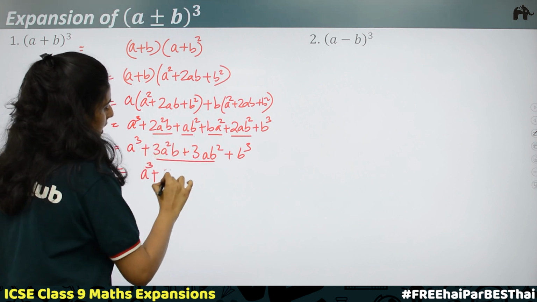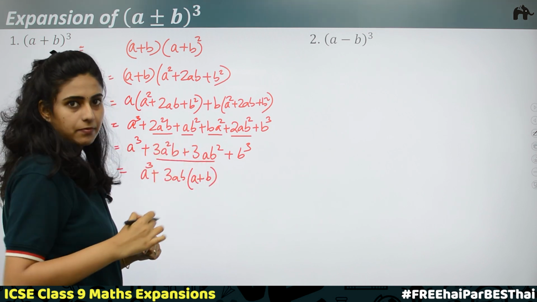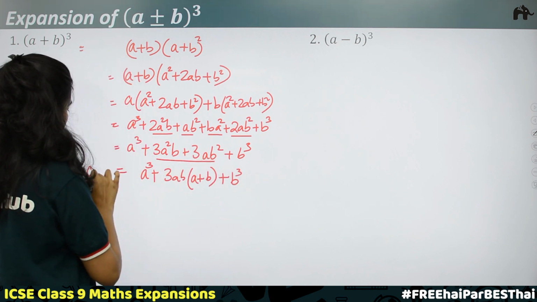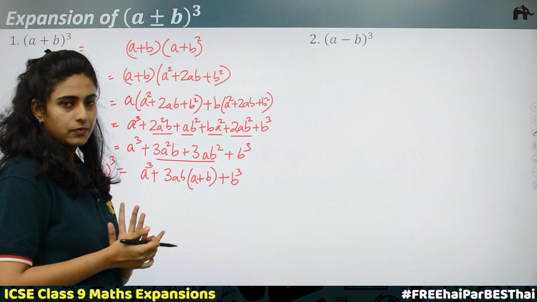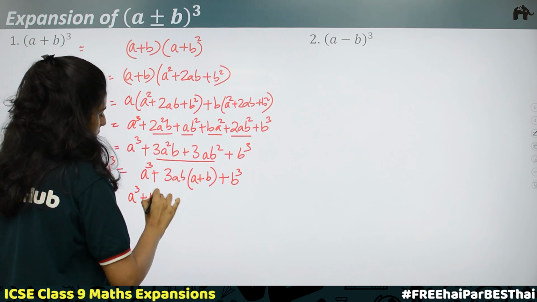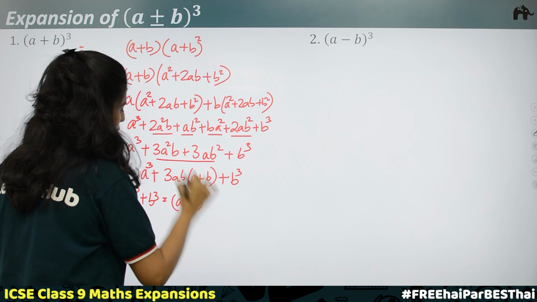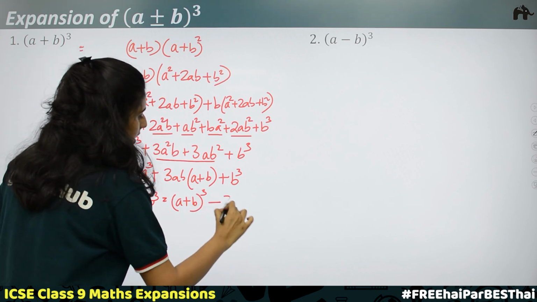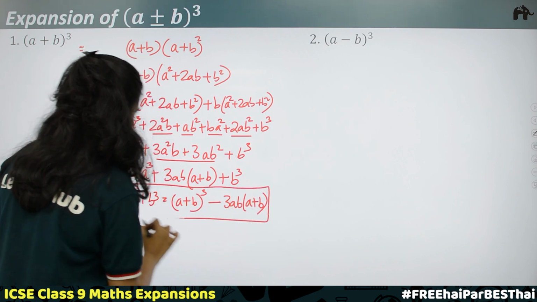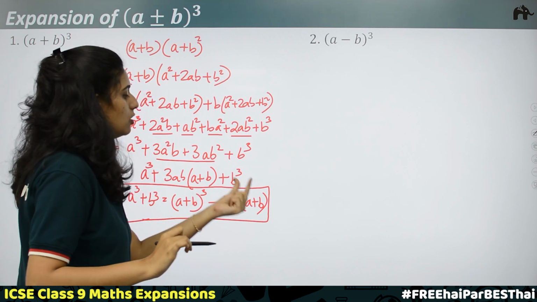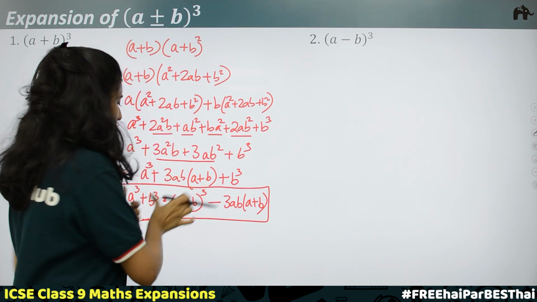When you take these two terms, 3ab is common. Taking 3ab out, then you will be having a from here and b from here. Therefore, (a plus b). So, (a plus b) whole cube is equal to a cube plus b cube plus 3ab into (a plus b). Now, what is a cube plus b cube? If I need a cube plus b cube, it will be equal to (a plus b) whole cube minus, taking this term to the opposite side, 3ab into (a plus b). So, a cube plus b cube is equal to (a plus b) whole cube minus 3ab into (a plus b). We had a square plus b square is equal to (a plus b) whole square minus 2ab. Similar formula this is.